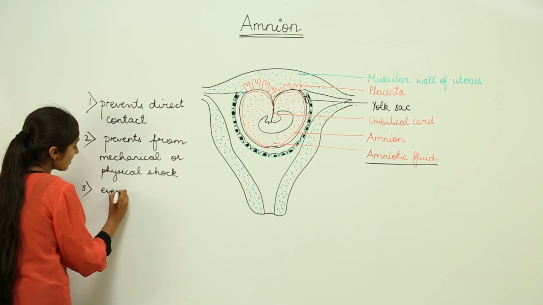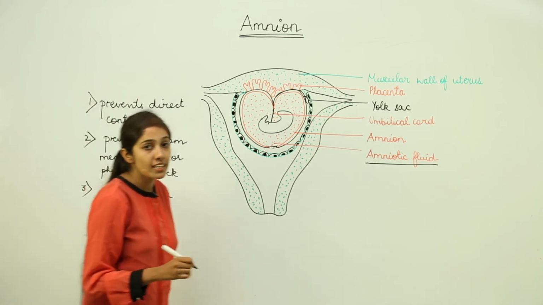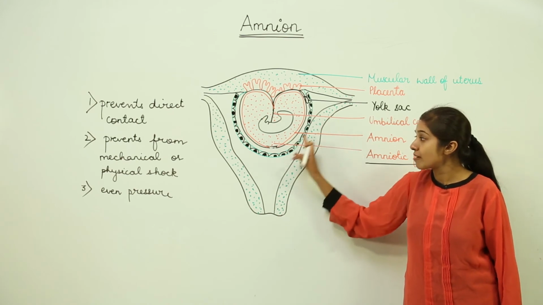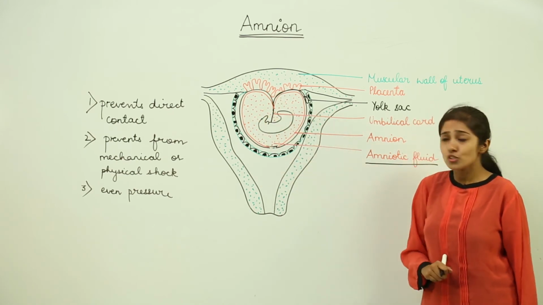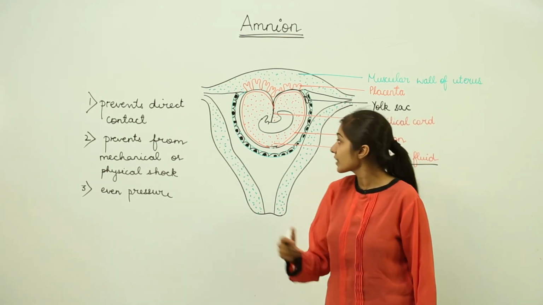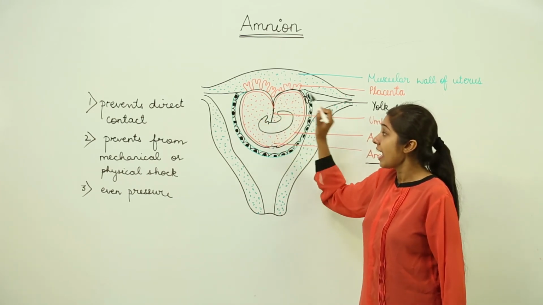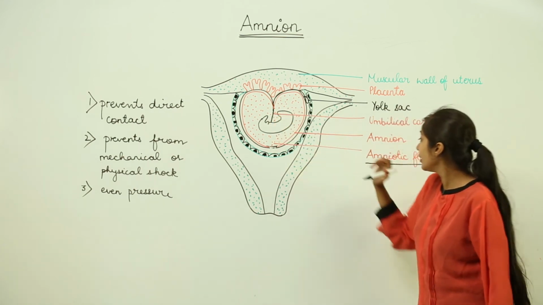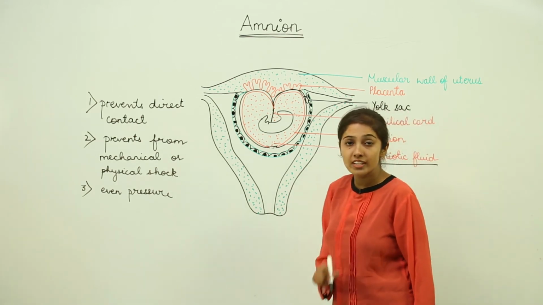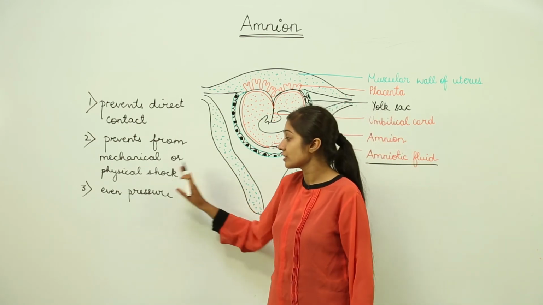Thirdly, it maintains even pressure. The pressure is evenly maintained because of the presence of this amniotic fluid that is there between the amnion, the sac, and the fetus. So now you have a fair idea of what this amnion is. It is a sac that surrounds the fetus, and in between we have the fluid that we call amniotic fluid, which has many functions to play. For example, it prevents direct contact with the sac, it prevents any mechanical or physical shock, and it maintains even pressure.